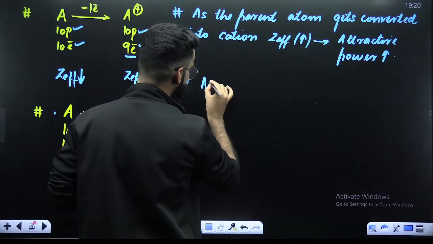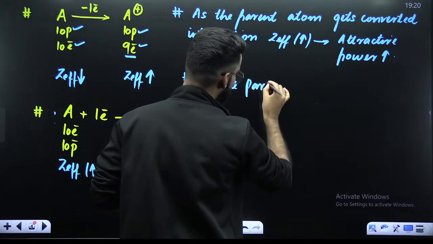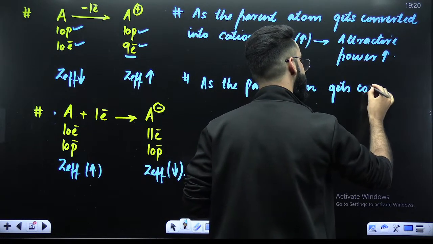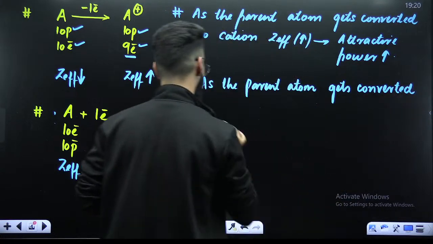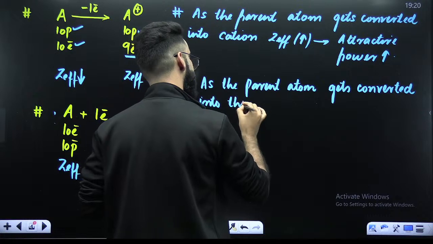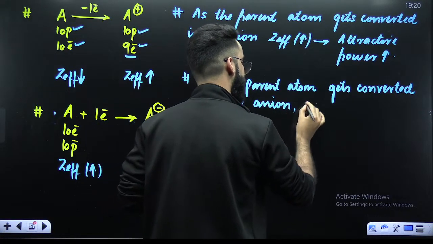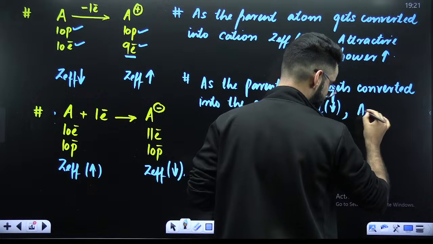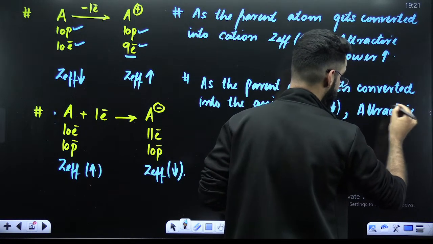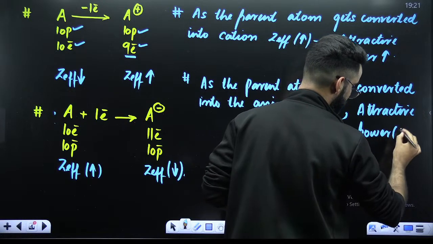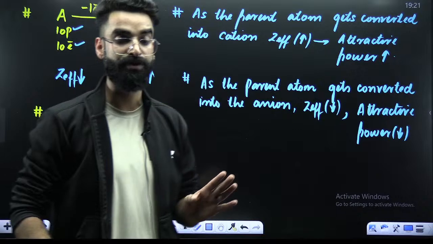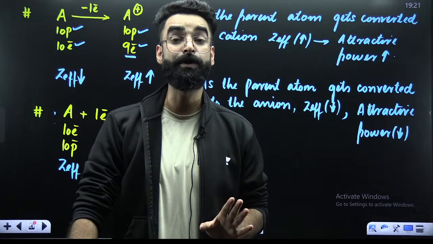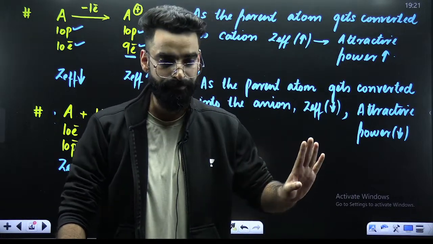What is that statement? I would say as the parent atom gets converted into the anion, effective nuclear charge decreases, and if effective nuclear charge decreases, attractive power decreases. So more the effective nuclear charge, more the attractive power. Lesser the effective nuclear charge, lesser the attractive power. As simple as that. Okay.